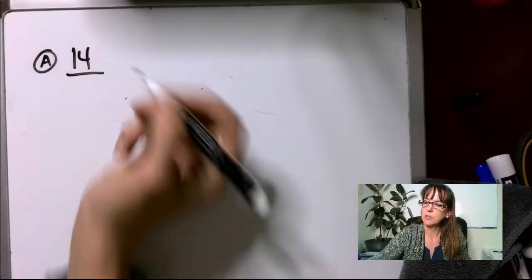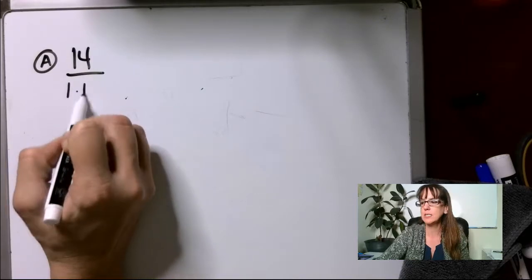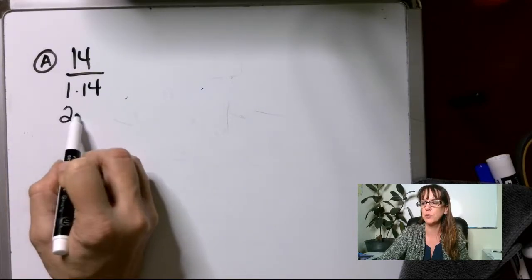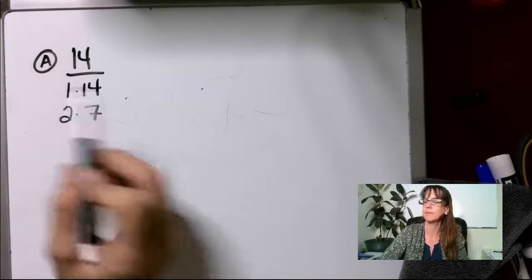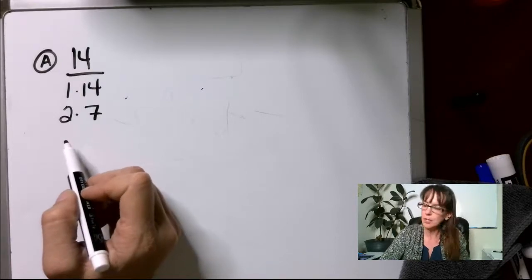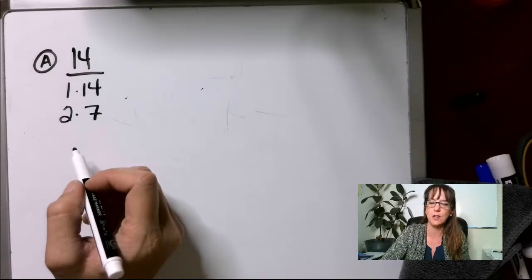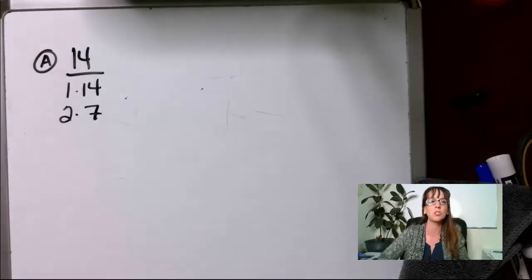14. I want you to list it out like this. We start with our easy one. 1 times 14. After 1 is 2. 2 times 7. After 2 is 3. 3 doesn't go into 14. 4, no. 5, no. 6, no. 7, yes, but it's already on the board, so we are done.